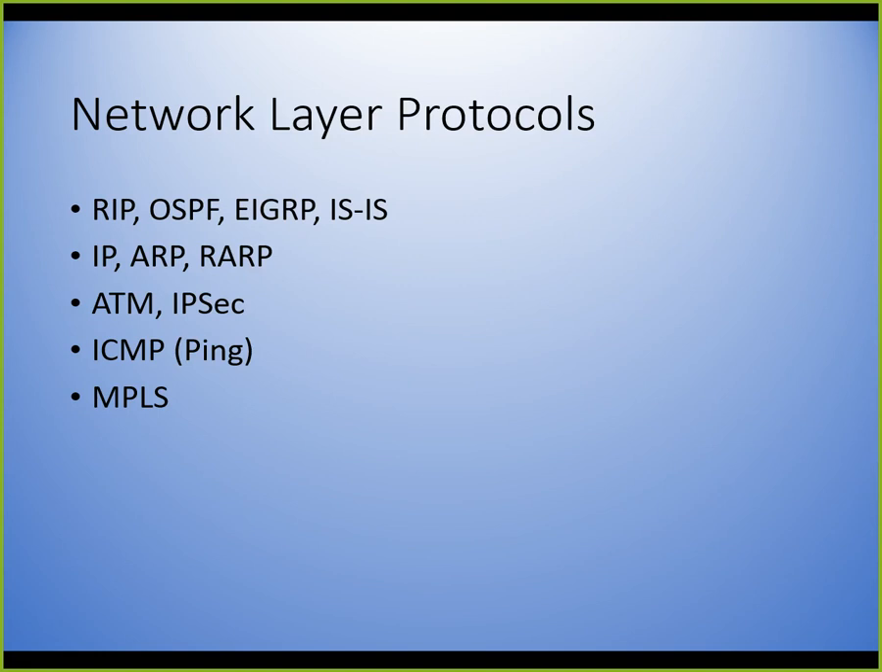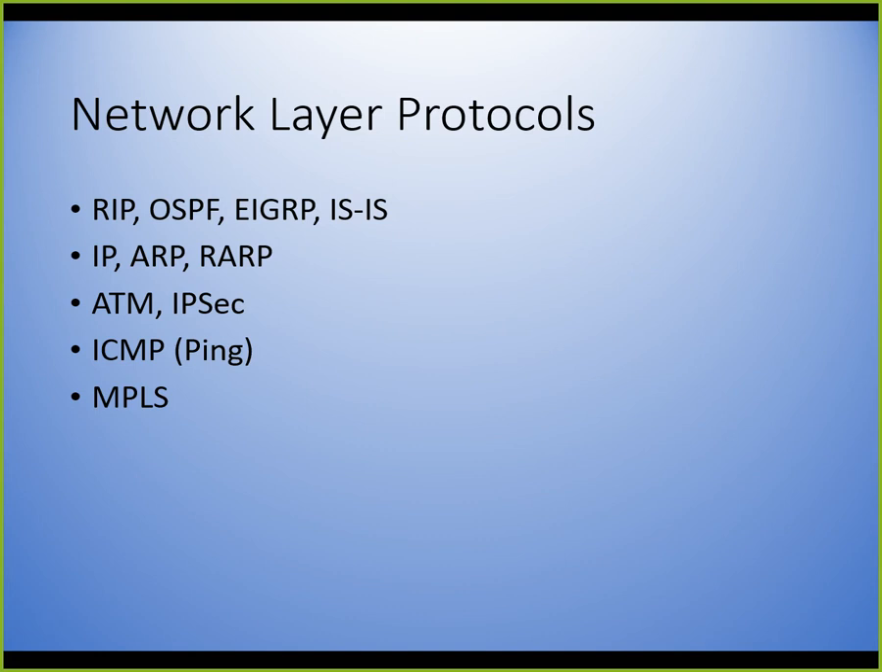IP is the addressing protocol. Protocols that are used to do other things, RIP, OSPF, EIGRP, and IS-IS, are the routing protocols, the protocols that routers use to communicate with each other to share information so that they can create routes to find the best path from one to the other. IP is the addressing, the predominant addressing protocol, or it really still is the predominant protocol that's going to be here.